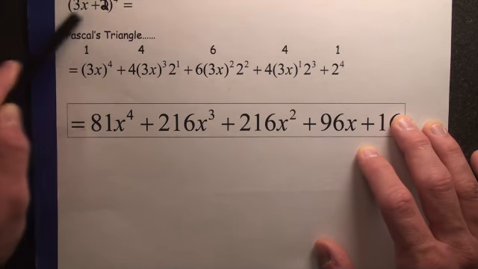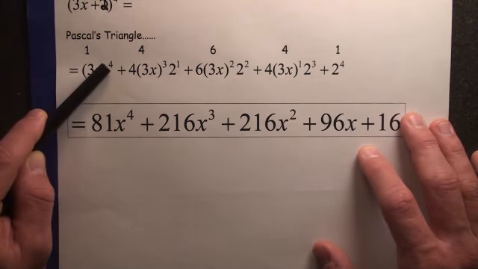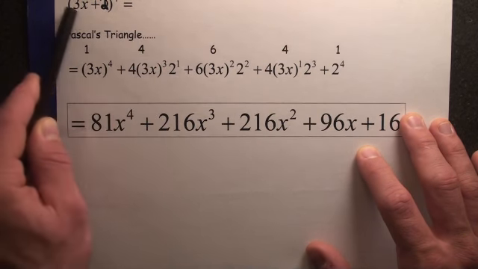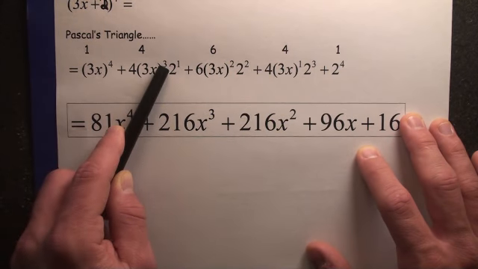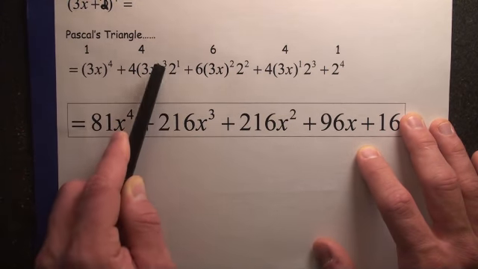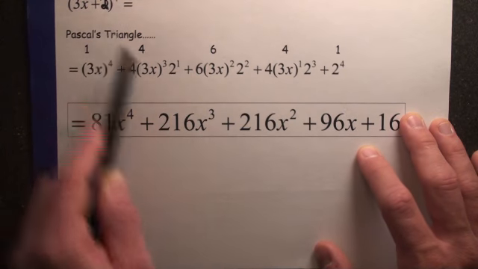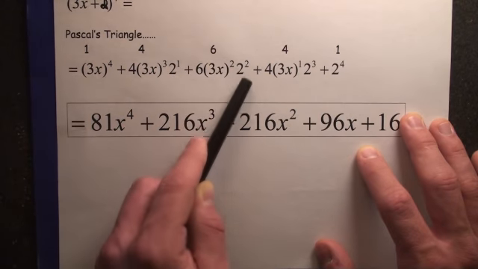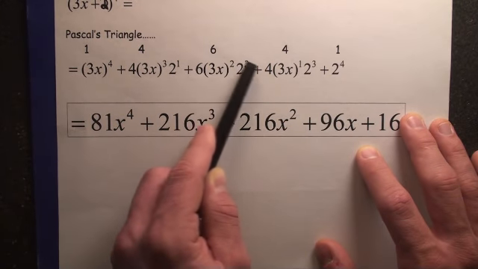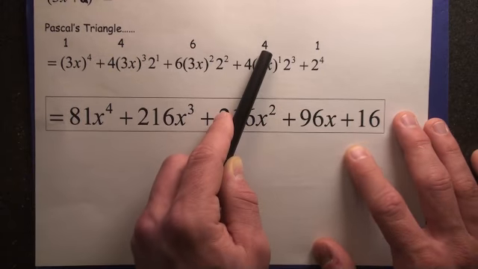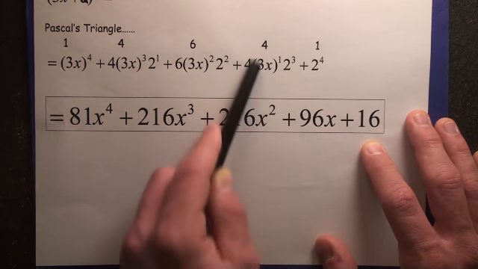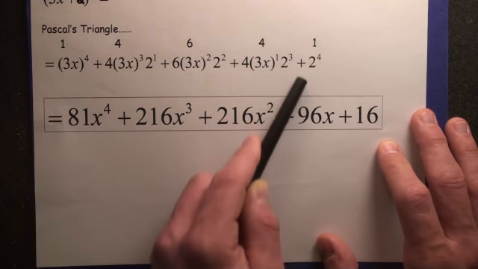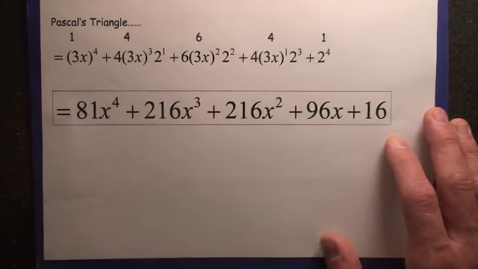1 times the first term to the 4th power with no 2, plus 4 times 3x to the 3rd power times 2 to the 1st. There's your 3 plus 1 is 4th power. 6 is the coefficient in front of 3x squared times 2 squared. There's your 2 plus 2 here is 4th power. Then we're going to use a 4 for the coefficient. 4 times 3x to the 1st times 2 cubed. 1 plus 3 is 4th power. And then plus 1 times 2 to the 4th.